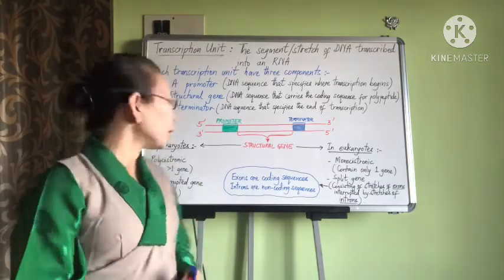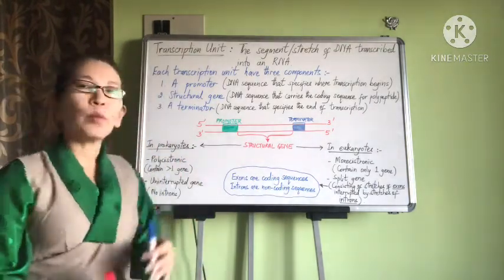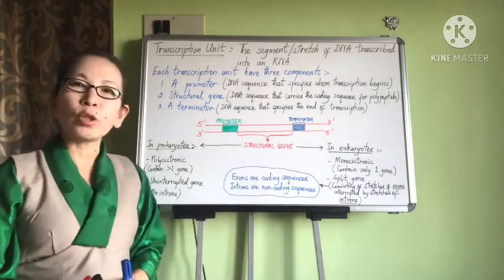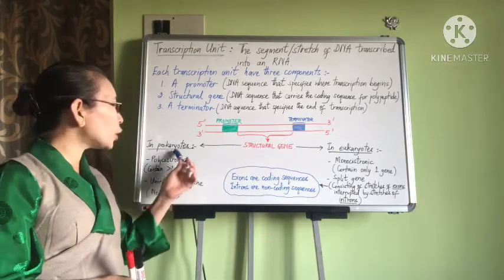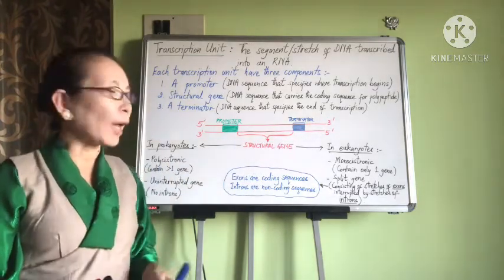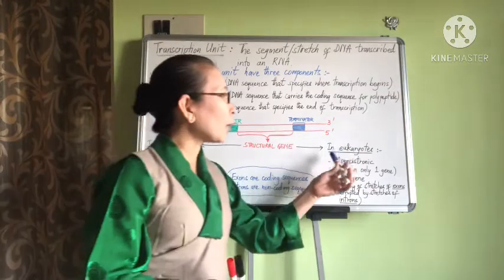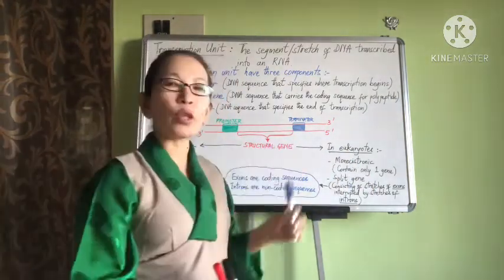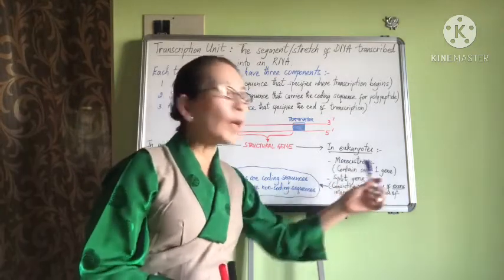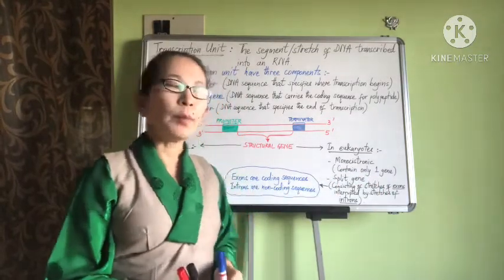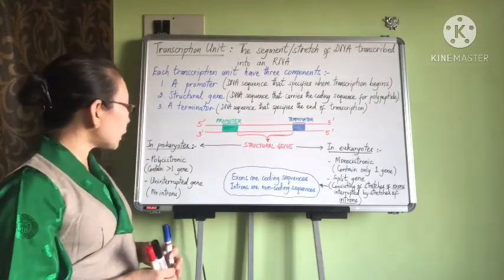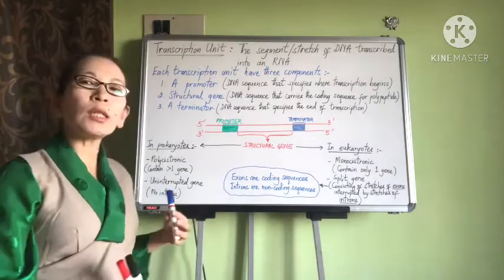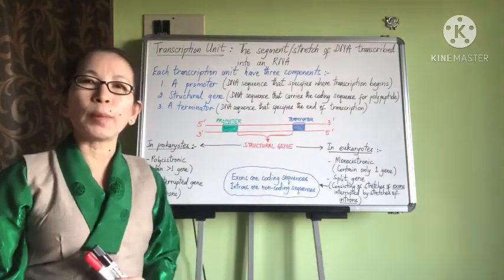The structural gene is mostly polycistronic in prokaryotes, which means that the structural gene in a transcription unit contains more than one gene in prokaryotes. On the other hand, the structural gene in eukaryotes is mostly monocistronic, which means the structural gene in a transcription unit contains only one gene. At the same time, the structural gene in prokaryotes is said to be an uninterrupted gene, which means it contains continuous coding sequences for polypeptides.